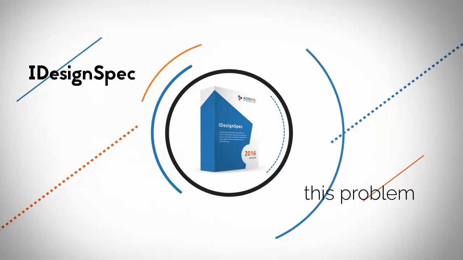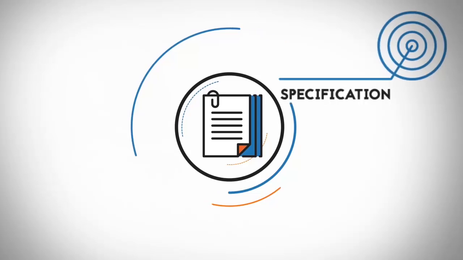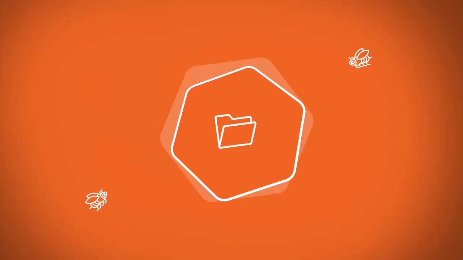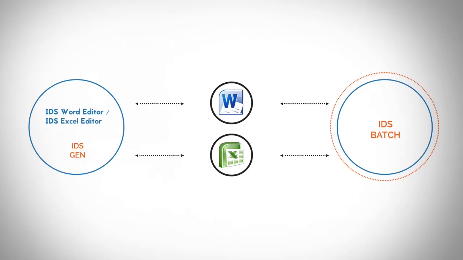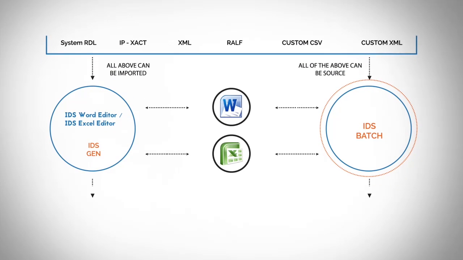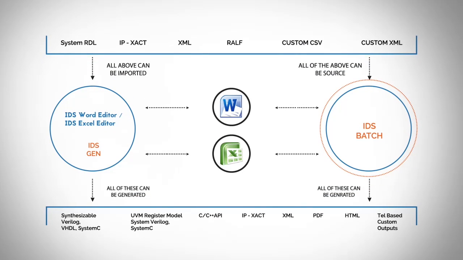iDesign Spec solves this problem by putting the specification at the center of development. This has a happy side effect that the documentation is never stale. Patented IDS is the most versatile solution as it takes in a large amount of input types. It understands register space and all its intricacies and generates a large set of output formats.